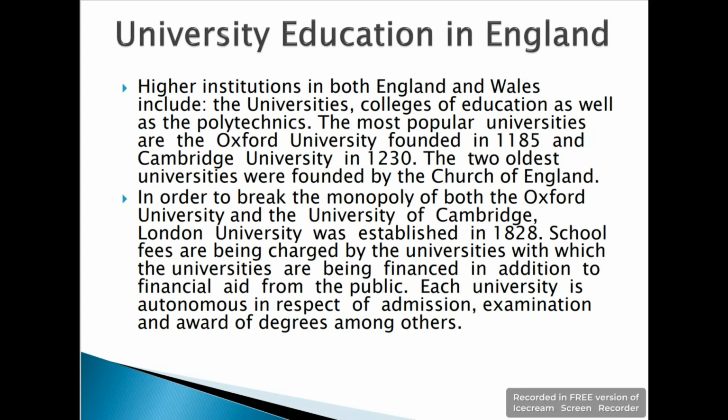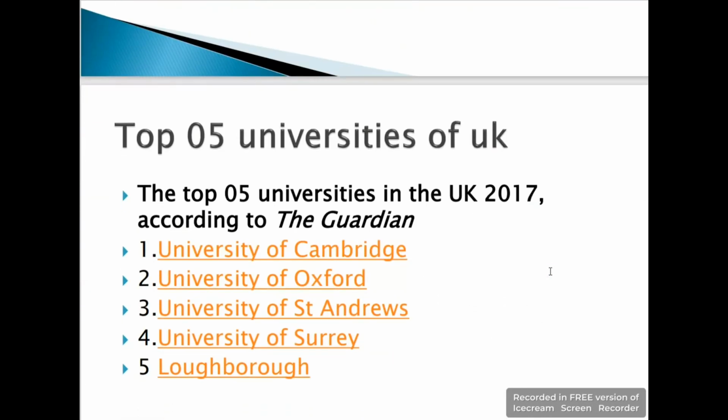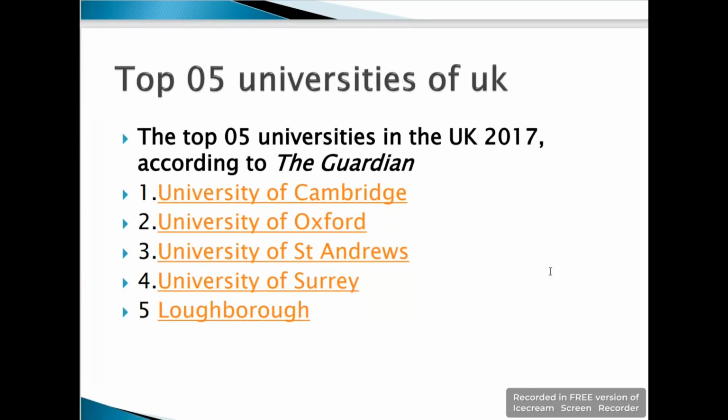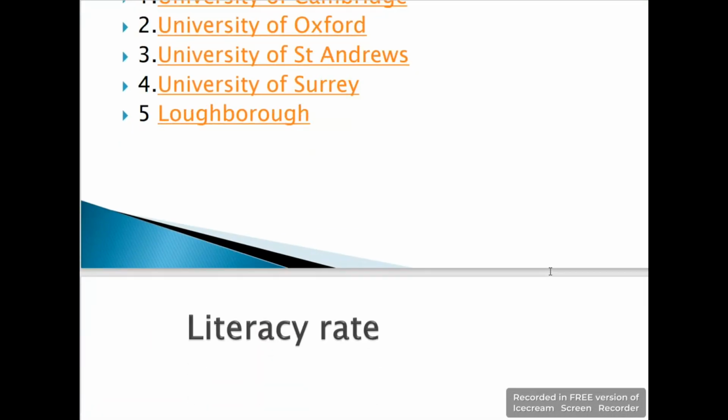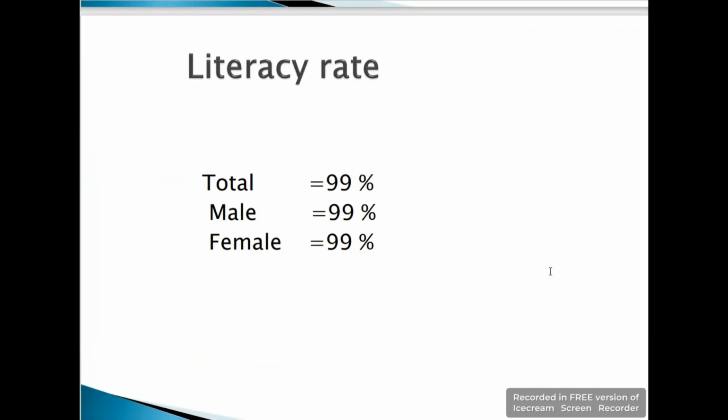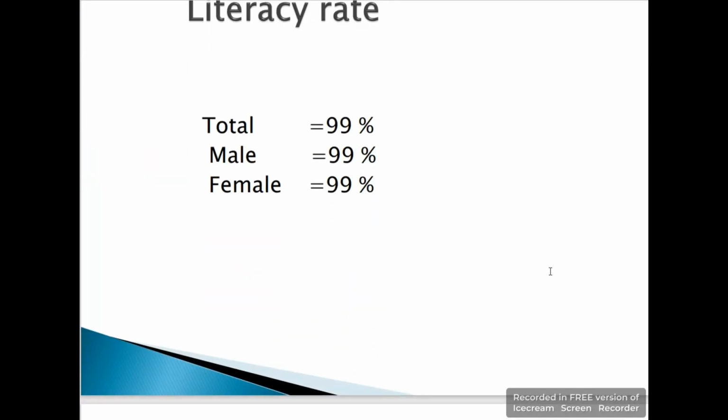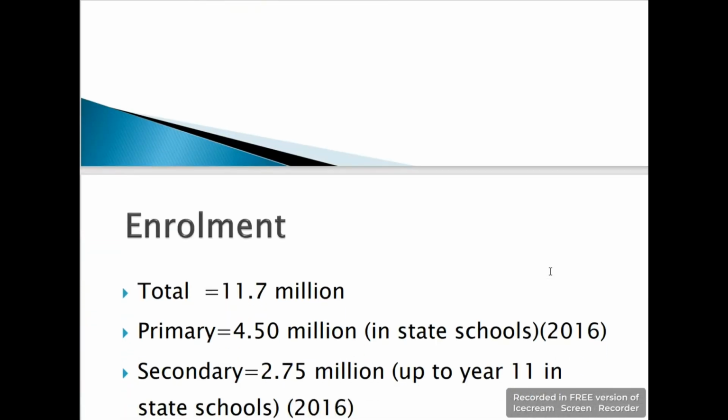Each university is autonomous in respect of admission, examination and award of degrees, among others. Now the top 5 universities of the UK according to 2017 are University of Cambridge, University of Oxford, University of St Andrews, University of Surrey and Loughborough. Now let's discuss the literacy rate: total 99%, male 99%, female 99%.